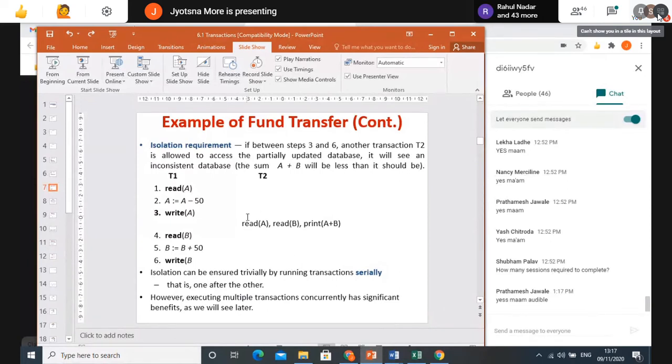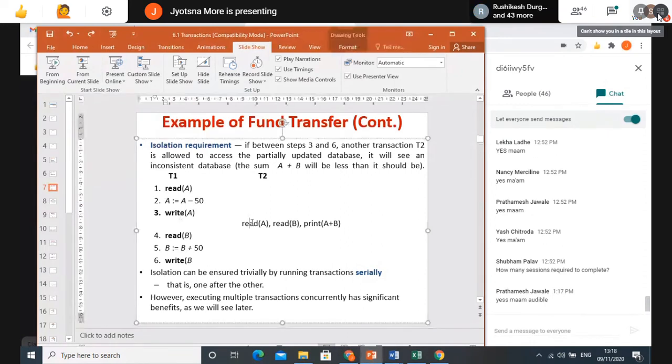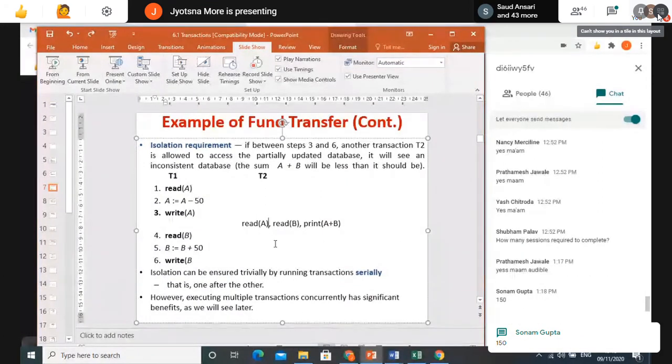So my question is, when we are finishing with 3 steps, what value will T2 read for A? See, from here now T2 is taking the data. So what value will T2 read for A? It will read 200 or it will read 150? For A, I am asking.